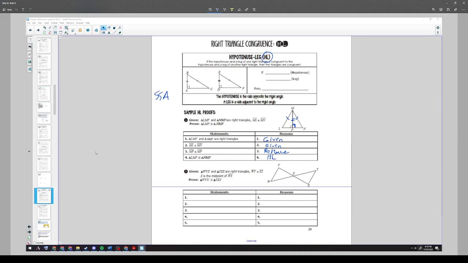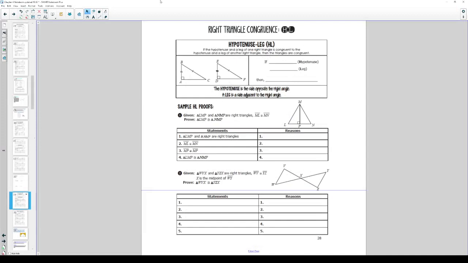So that's how these proofs are working. Hopefully, like I said, they seem super easy. They're very basic. There's not a whole lot to them, so hopefully this is an easy part to this unit.